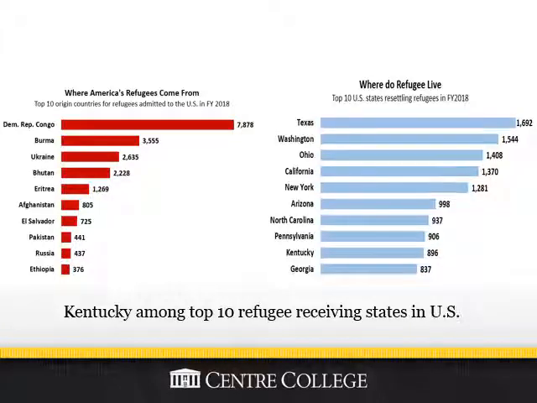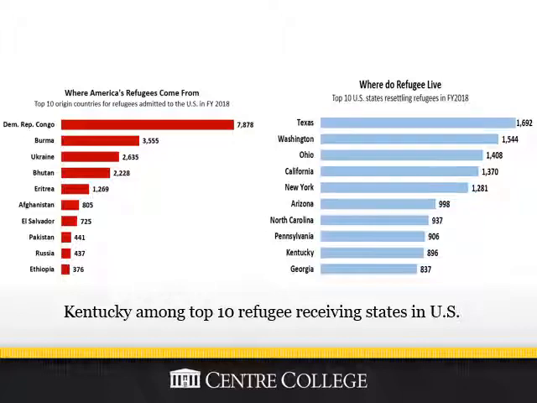And it's actually of particular importance to Kentucky because within the United States, Kentucky is one of the top 10 refugee resettling states. So we're ranked number 9 in the country in terms of the number of refugees we take in and we ultimately resettle.